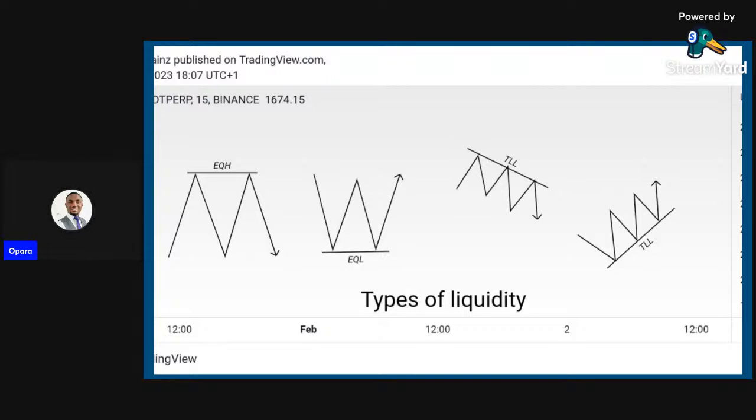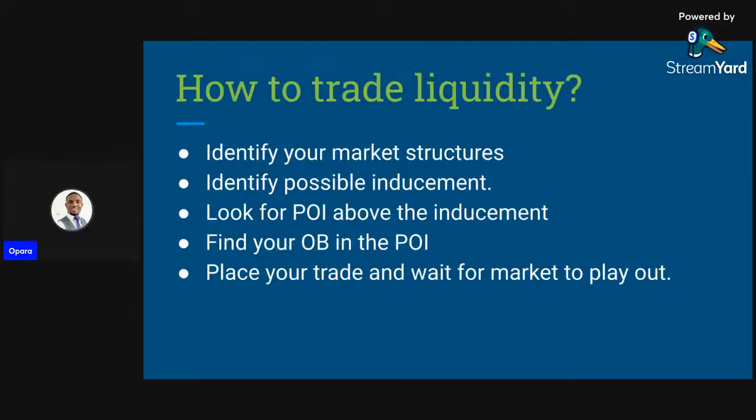Okay, so what we're asking is, how do we use this liquidity? How do you trade using liquidity? Number one, identify your market structure. Of course, you know the routine. Identify your market structures, then identify possible inducement. So look for your POI. Of course, I explained to you what POI means: order blocks and the rest of them, demand zones. After you've identified your POI, you find your OB in the POI. So you place your trade and wait for the market to play out. Exactly. Okay, so let me show you pictorial illustrations so you can understand better.